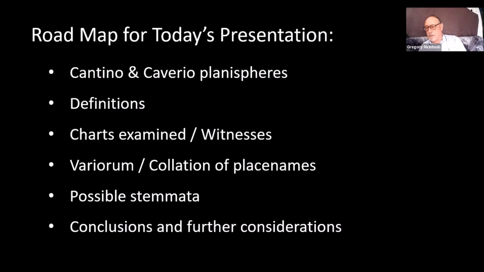I will introduce the question of the relationship of the Cavario planisphere to the Cantino planisphere and discuss 2 definitions, take a look at the charts that were examined, present the variorium or collation of place names on the charts, propose some possible ways of considering the relationship, stemmata, or family trees of the charts, particularly, of course, the Cantino and Cavario planispheres, and finally offer some conclusions and further considerations.